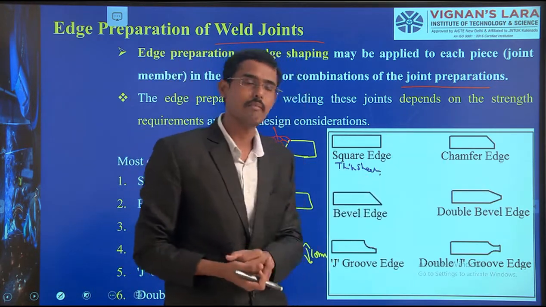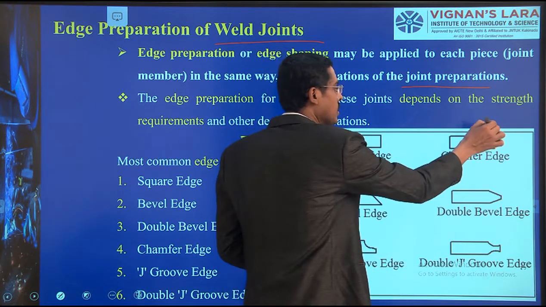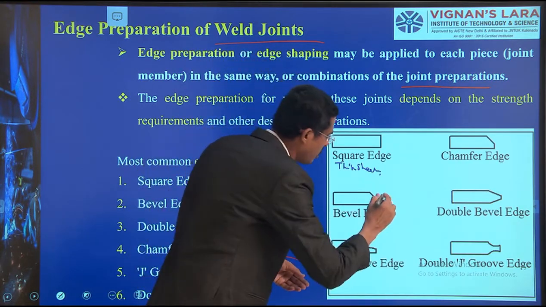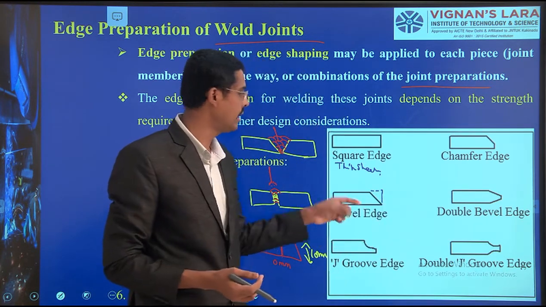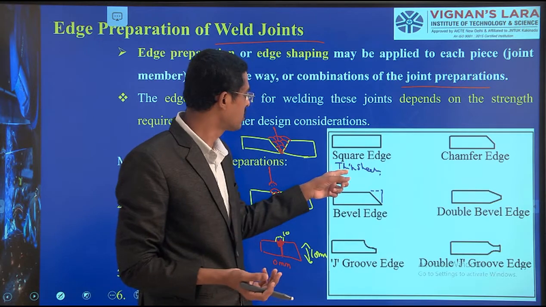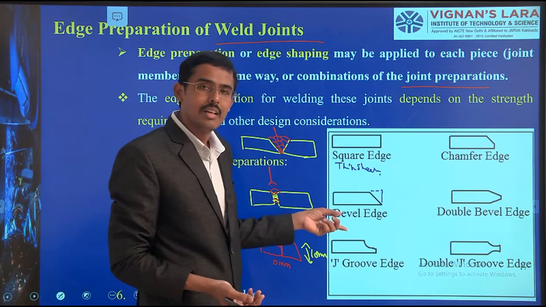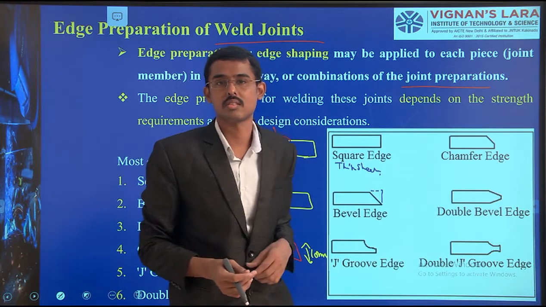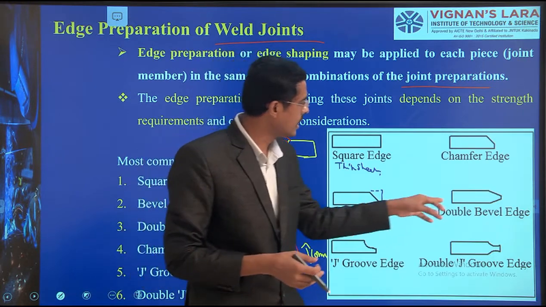What are the other types available? A small chamfer edge preparation. And then the bevel: the workpiece is here, and I have cut out this region, we name it a bevel edge. Now the thickness is large. For thin 1 or 2mm we are not doing edge preparation, or only a little bit. For 10mm we do a bevel. If it is 20mm, think how large that is, 2 centimeters. With that thickness, the depth of penetration will not be there, so they go for double bevels.